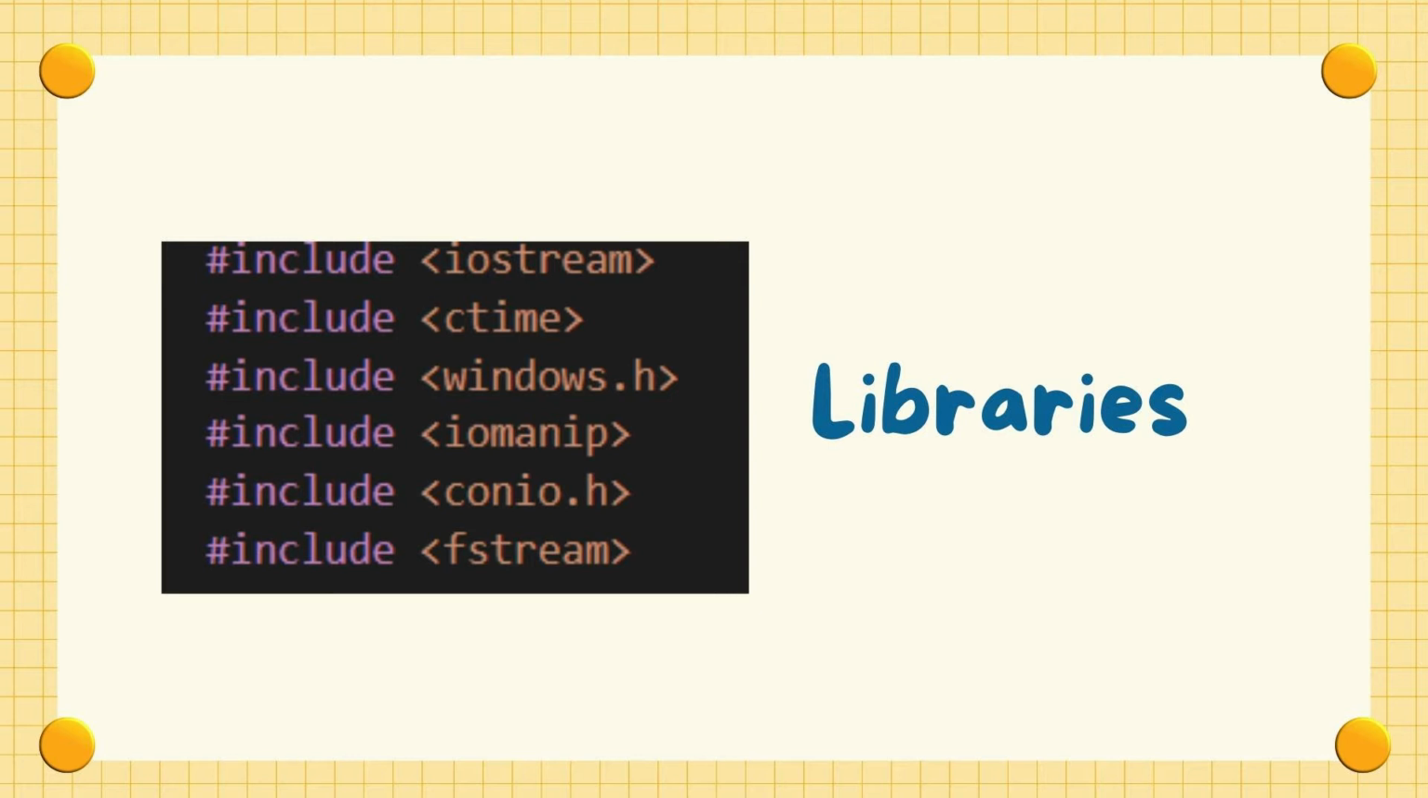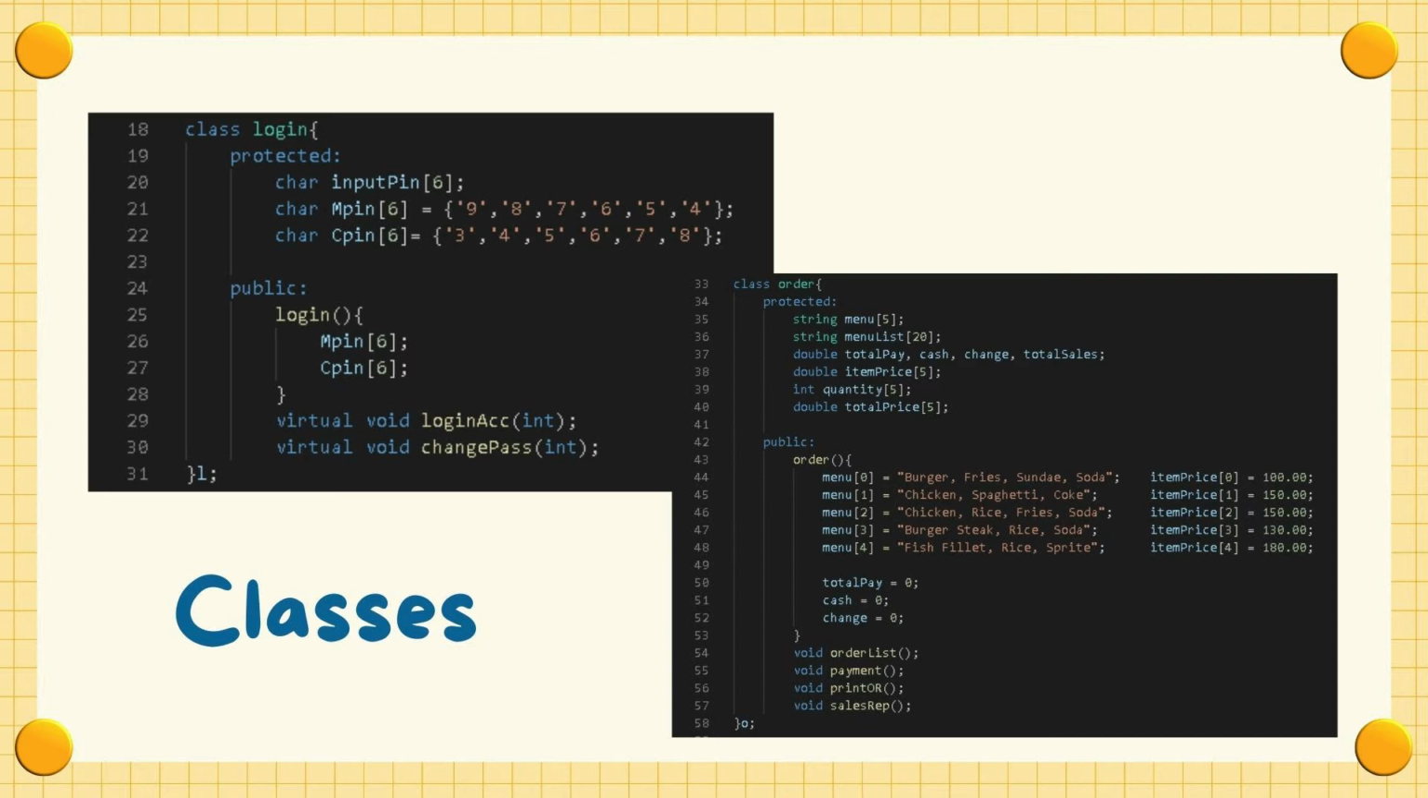Libraries. We use these header files to manipulate or declare function objects, strings, streams, and other data inside the program. We have here #include iostream used for input and output, ctime used for displaying date and time, Windows.h used for gotoxy, iomanip used for displaying two decimal places, conio.h used for getch, and fstream used for reading and creating files. These are the classes used in the program.